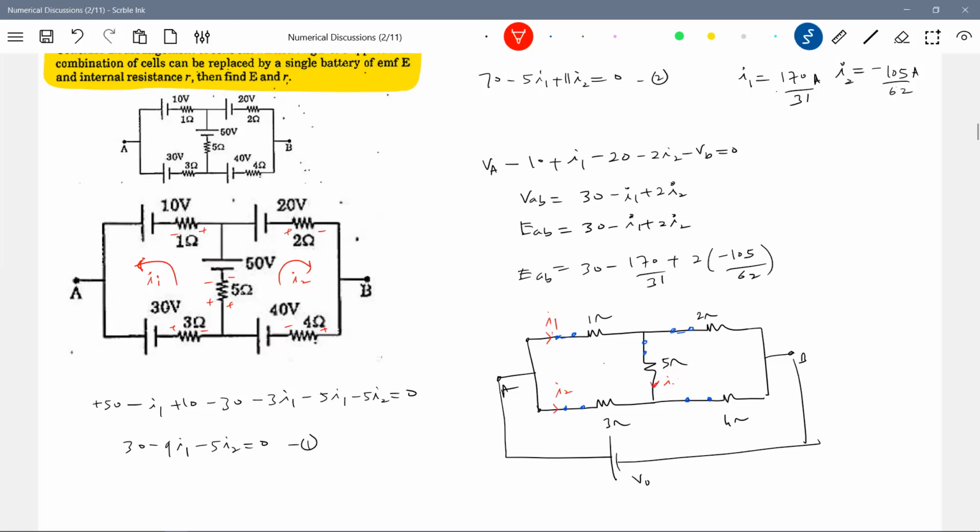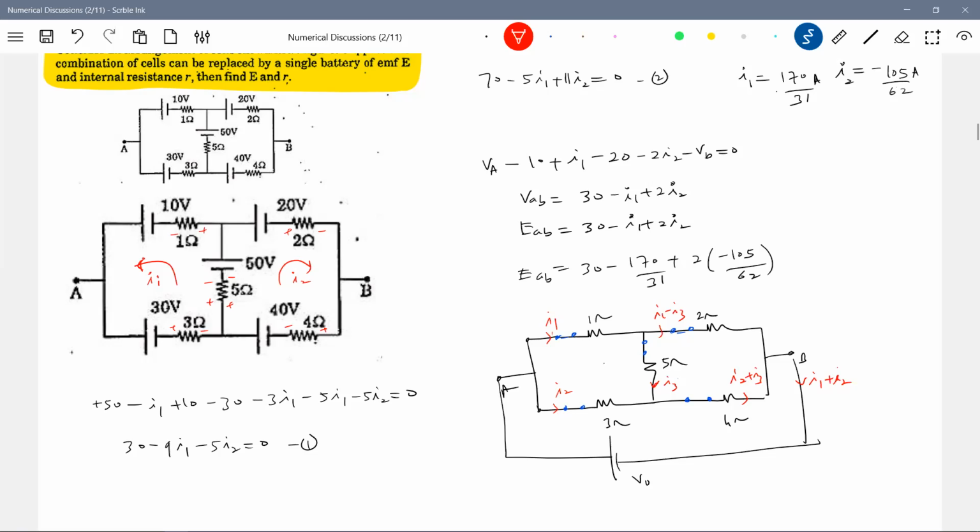Here I3 will take it. I think 3 unknowns will come, no? Can we make it only? Yeah, so this will be I1 minus I3. This will be I2 plus I3. So finally I1 plus I2.